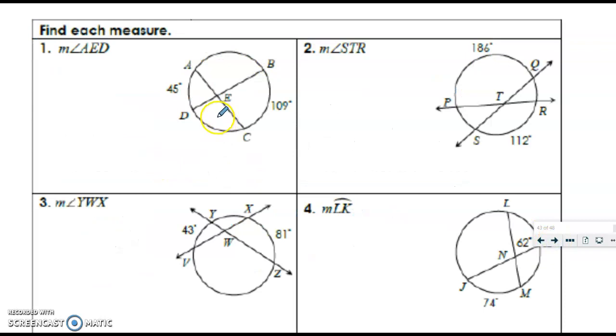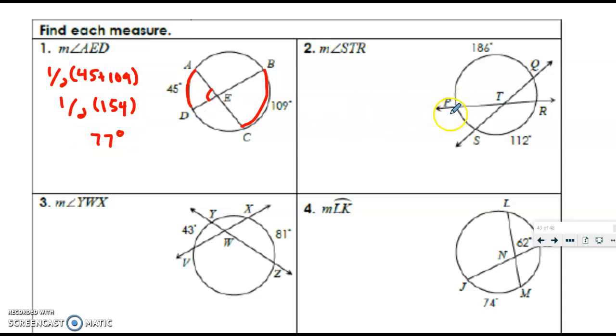So let's just look at an example here. In this case, I want to find out what the angle AED is right here. When I look at AED, I'm going to be looking at two different arcs, AD and BC. And what I know is that the angle is going to be half of the sum of those two arcs. So if I look at 45 and 109, I'm going to be adding those two together, and I get 154. If I take half of that, you will get that angle measured to be 77 degrees.